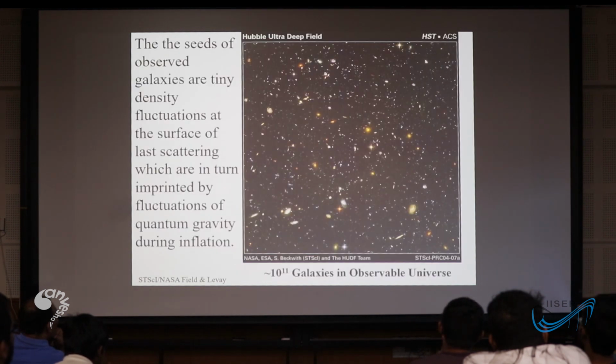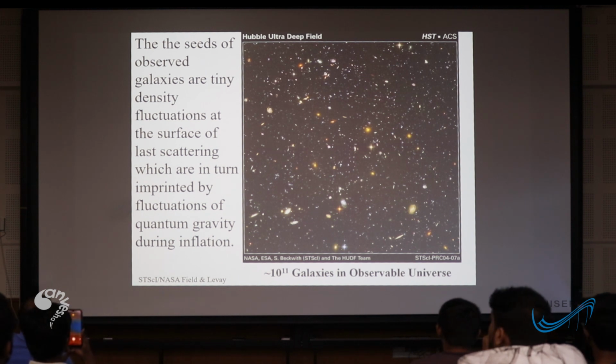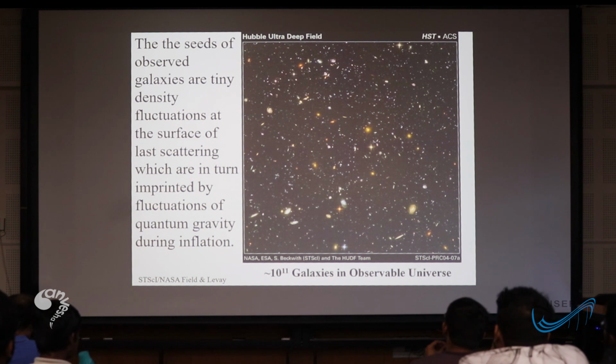I have a long way to go for you. So now let me just make the final statement, that the seeds of observed galaxies are tiny density fluctuations at the surface of last scattering, which is this plot, this photograph I showed you of the cosmic microwave background radiation fluctuations, which are in turn imprinted by fluctuations of quantum gravity during inflation.